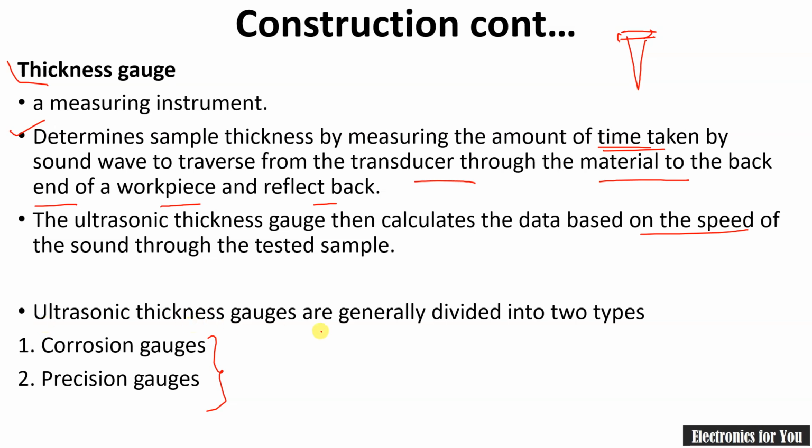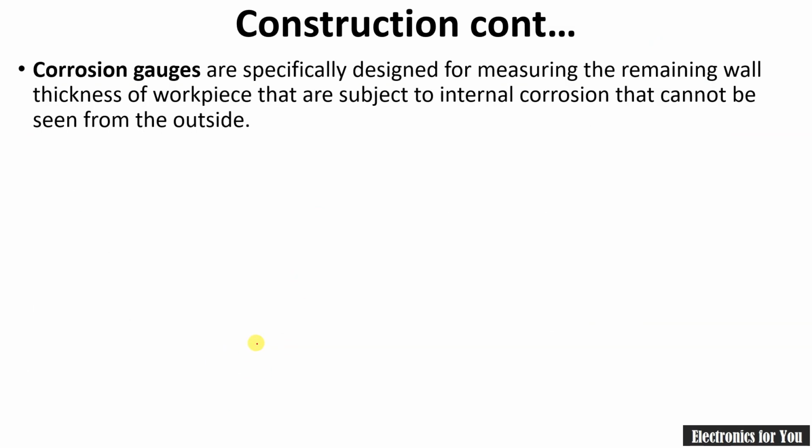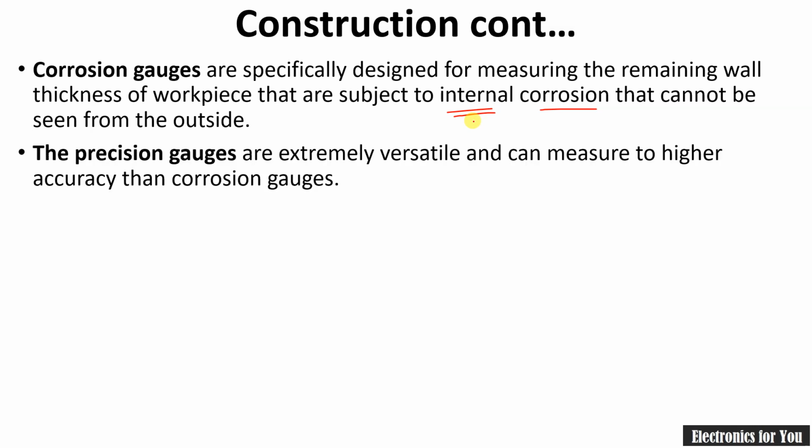Now, these ultrasonic thickness gauges are generally divided into two types. The first one is the corrosion gauge and the other one is the precision gauge. Let us see them one by one. The corrosion gauges, as the name indicates, are used to measure corrosion. They are used to measure internal corrosion, or we can say we can measure the loss of material due to internal corrosion by using the corrosion gauges.